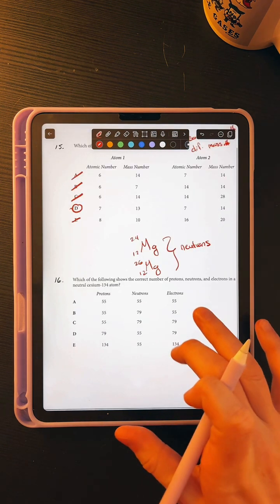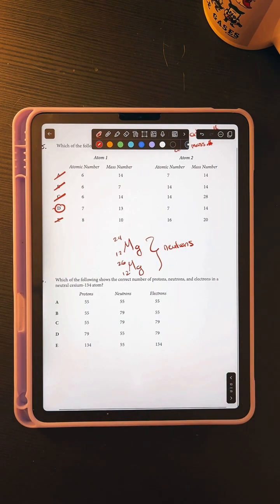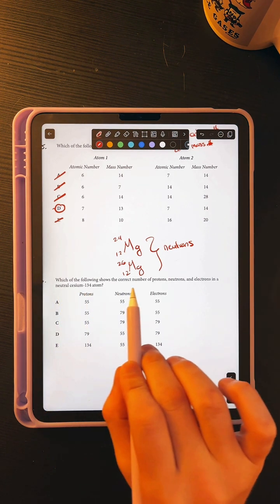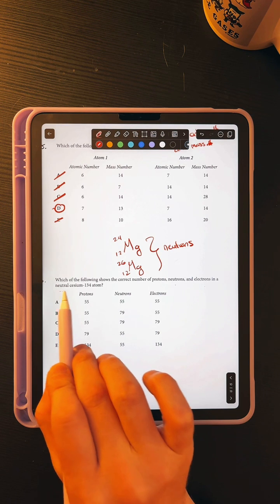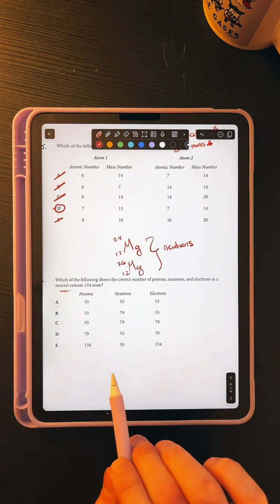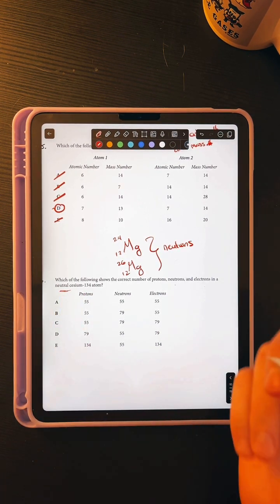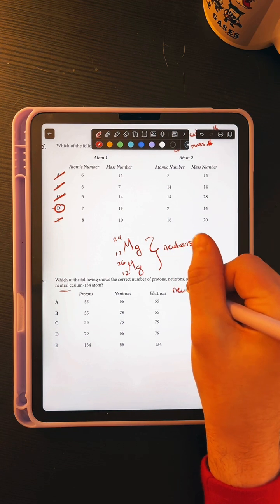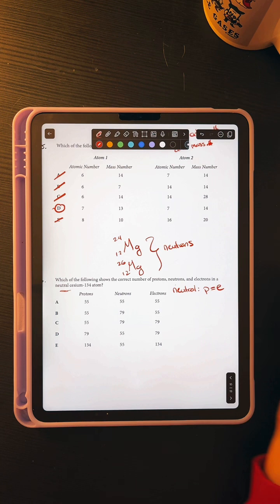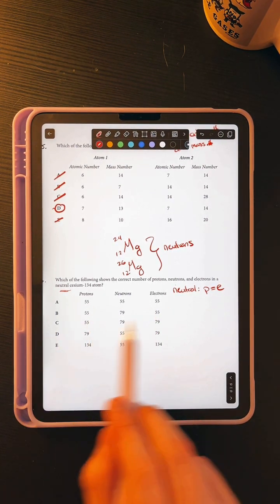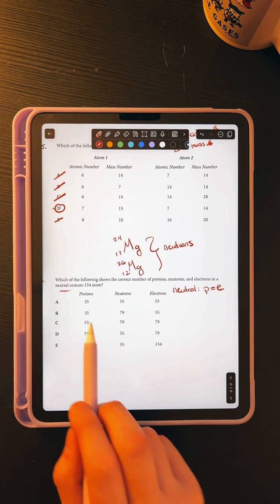All right, let's go on to number 16. Which of the following shows the correct number of protons, neutrons, and electrons in a neutral cesium-134 atom? What do we know about a neutral atom? Well, a neutral atom means that our protons will equal our electrons. So right off the bat, let's see if there are any that differ between protons and electrons.